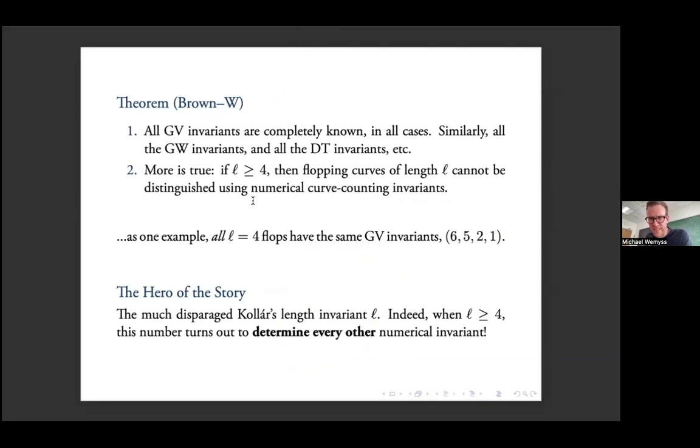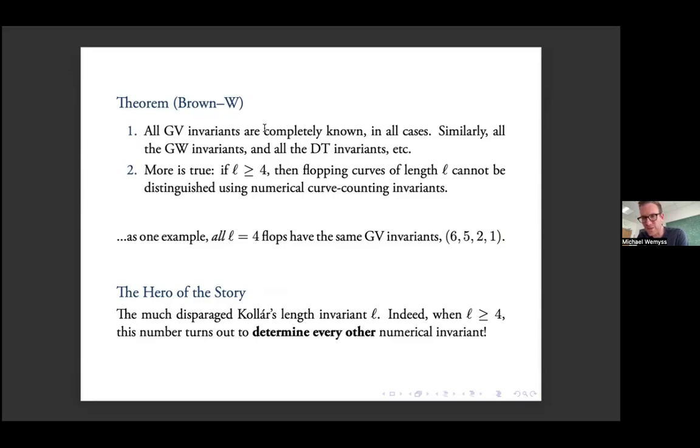But the really remarkable part is that very few things happen. If you've got length 4, for example, absolutely every flop of length 4 has the same curve counting invariants. Every single curve counting invariant has to be the same. That's just a manifestation that for length 4, all these Jacobi algebras had dimension 60, every single one. So numerically, you can't distinguish them, and so they have exactly the same Gromov-Witten theory.